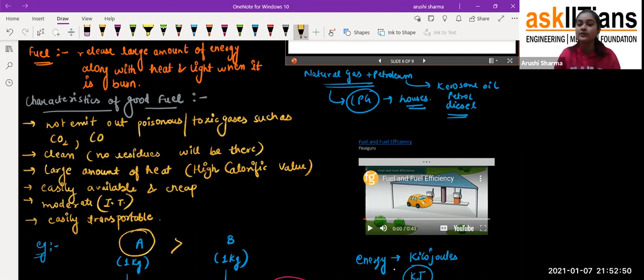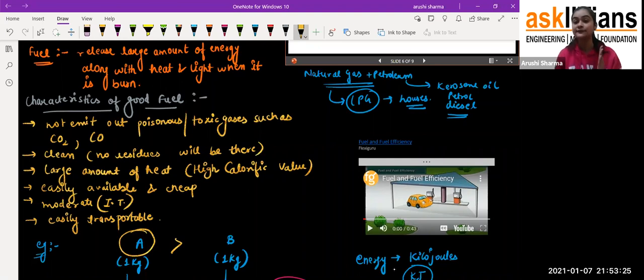When we wash our utensils or remove that ash, we throw it in water, so it causes both air pollution and water pollution. That's why we found an alternative, LPG. From that we come to know that burning 1 kilogram of LPG gives a greater amount of heat, and LPG does not cause such pollution. That is why we consider LPG a more efficient fuel as compared to wood and coal.